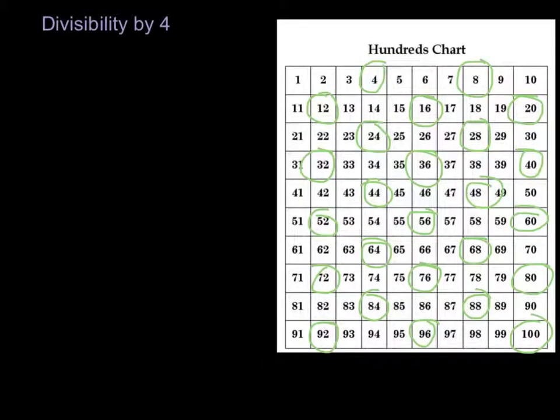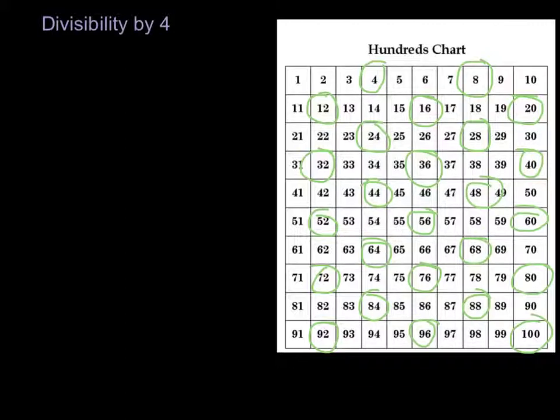So the divisibility rule for 4 is slightly different than 2, 5, and 10 than what we've done before. So what I've started off with is I've put a hundreds chart on the screen, and I've gone through the hundreds chart, and I've circled all of the different multiples of 4. But as we can see, there are some patterns we might notice.